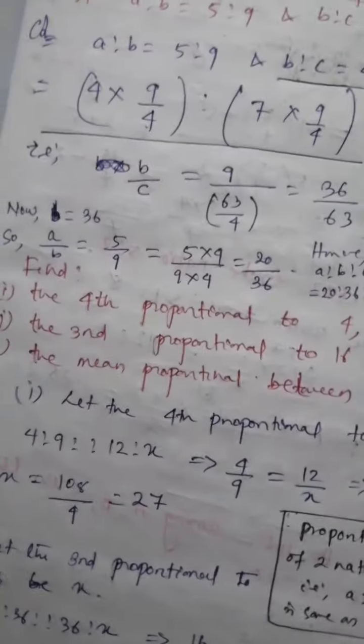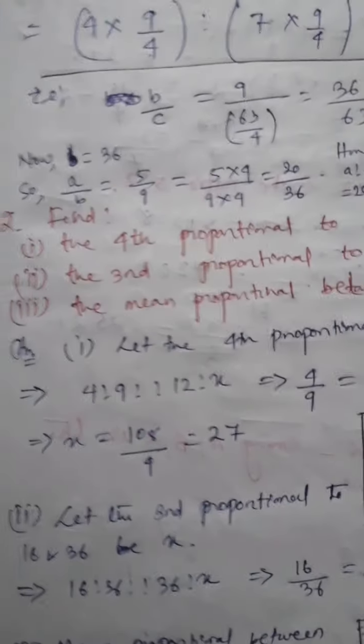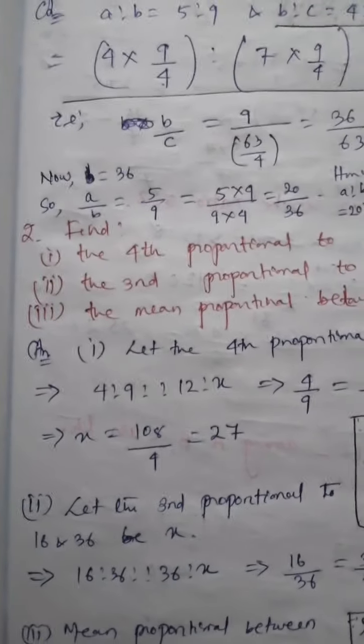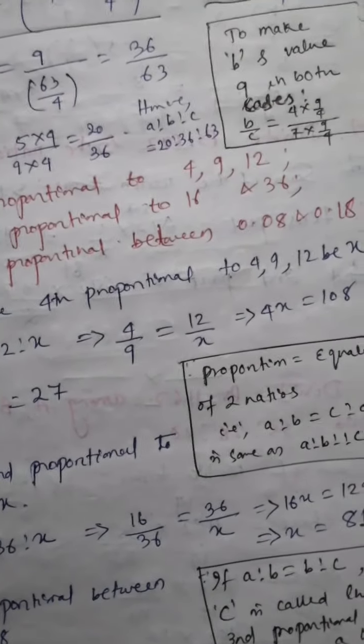So both methods are open for you. You can opt for either of them and proceed. Fine. Next, I will go to question number 2, which is about finding the fourth proportional to 4, 9 and 12.